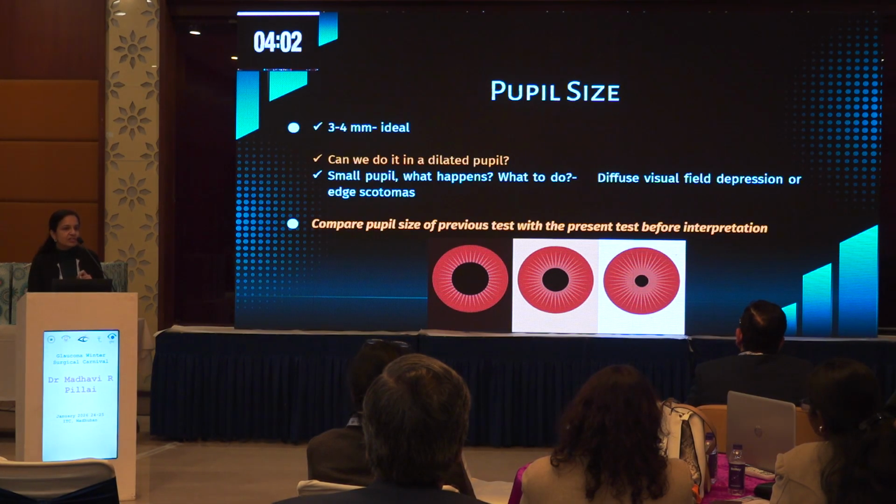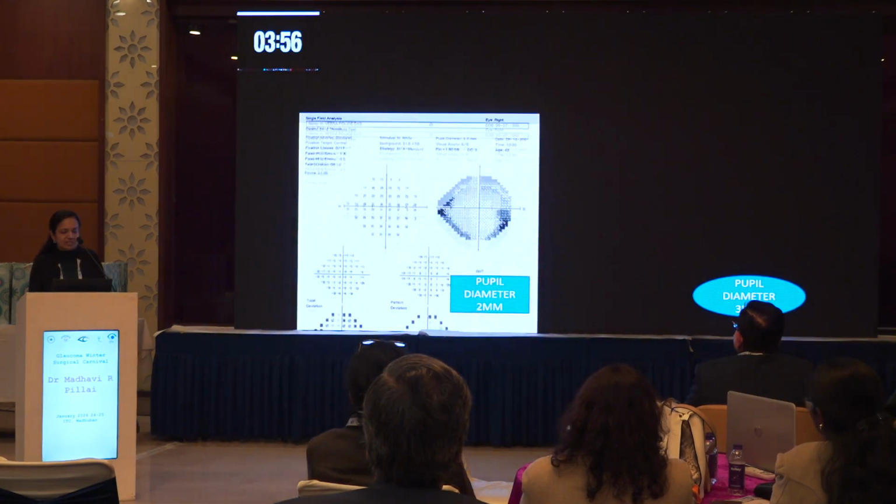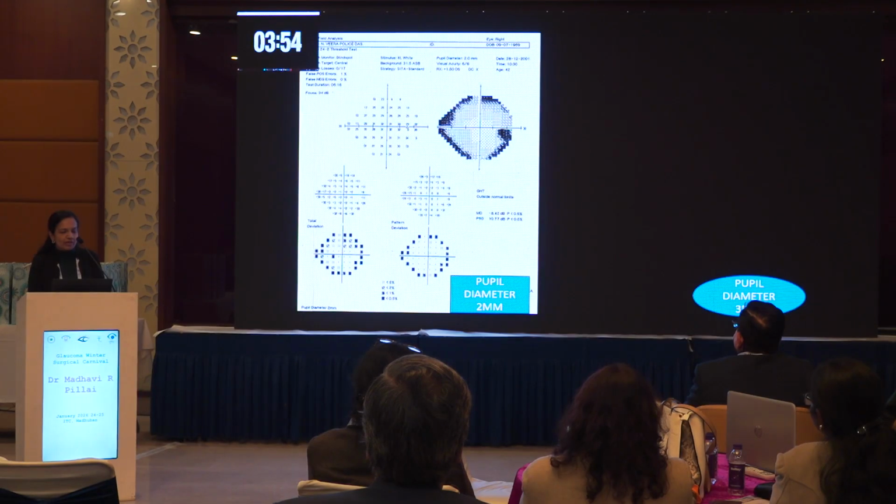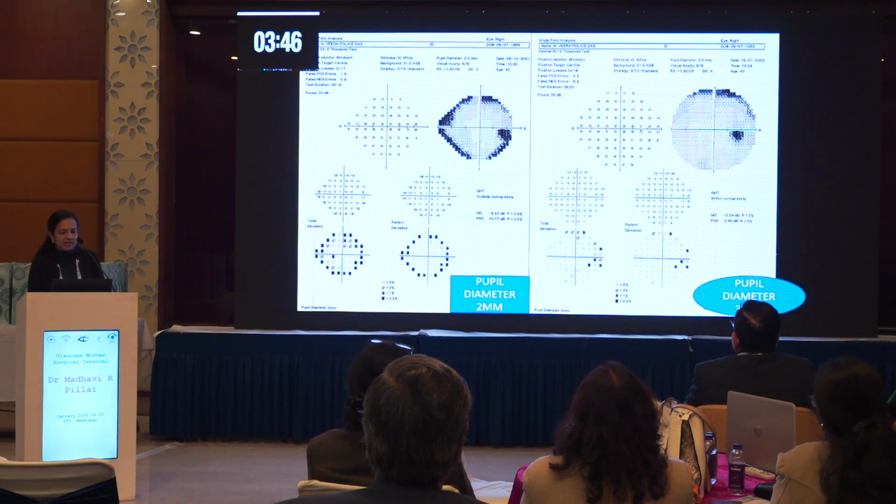What happens when there is a small pupil, less than 3 millimeter? You will have a diffuse visual field depression or scotomas. So let's have a look at this field printout where you are seeing that the pupil diameter is 2 millimeter and you are seeing so many scotomas. When the same visual field is done with a pupil diameter of 3 millimeter, the scotoma disappears.